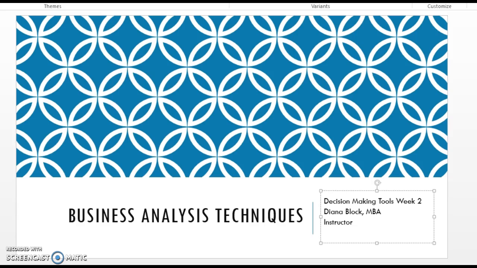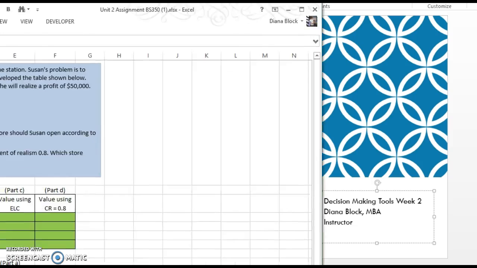And this week we're going to talk about some decision-making options and tools. And so again, I want to start off the discussion by looking at the assignment you're going to complete. And we'll talk about how some of these decision-making tools discussed in your textbook will help you to solve the problems for your assignment.